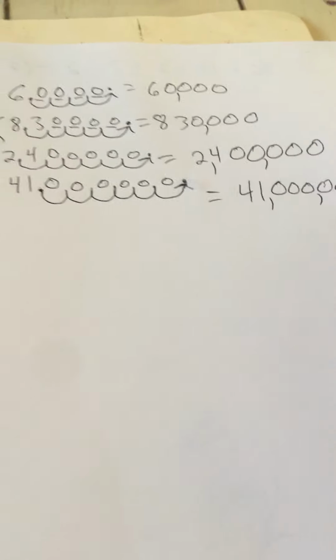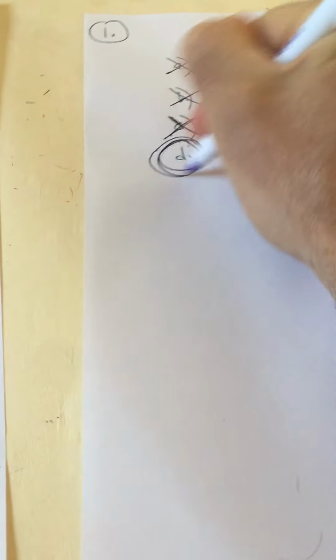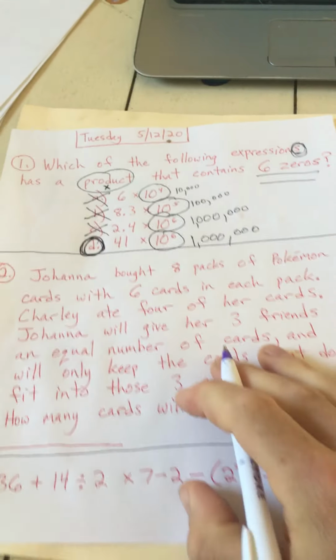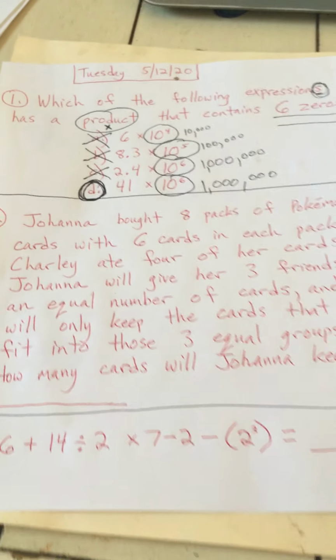And it is 41 million. So there are 6 zeros on the end. So D is the correct answer for number 1. And that's the only correct one. We carefully checked that every other one is wrong. So give yourself some snaps. Nice work on that one.